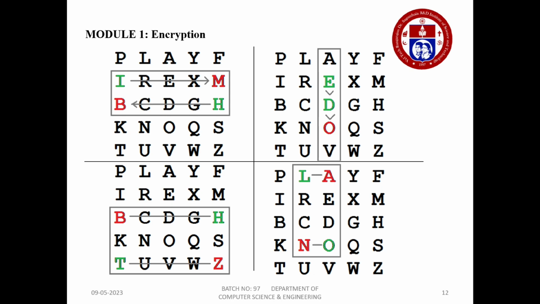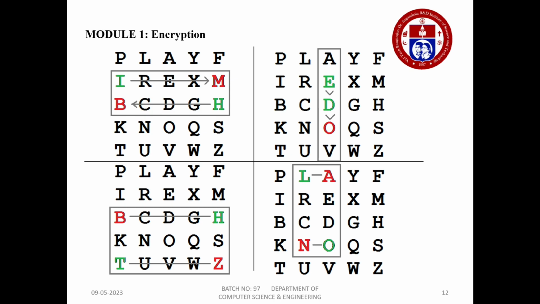So here, in the first case, the digraph is I and H in the plain text. By looking at their positions, since they are in a different row and different column, I has to be shifted to the column position of H. So I becomes M. H has to be shifted to the column position of I, so H becomes A. In the second case, they are in the same column, so they will be shifted downwards by 1 position. So E and D: E becomes D, D becomes O.